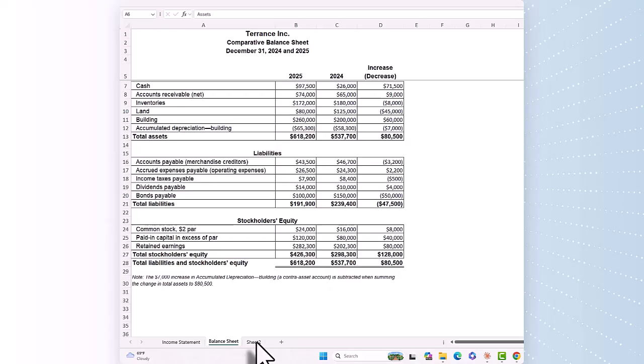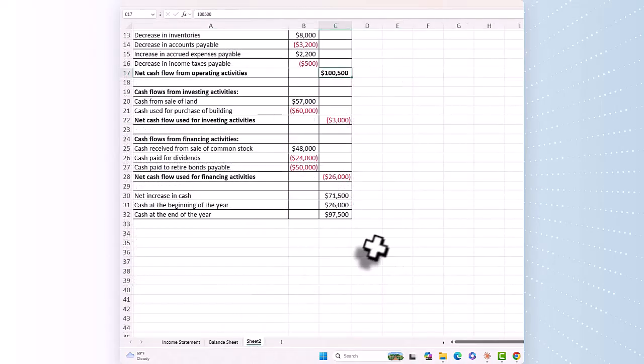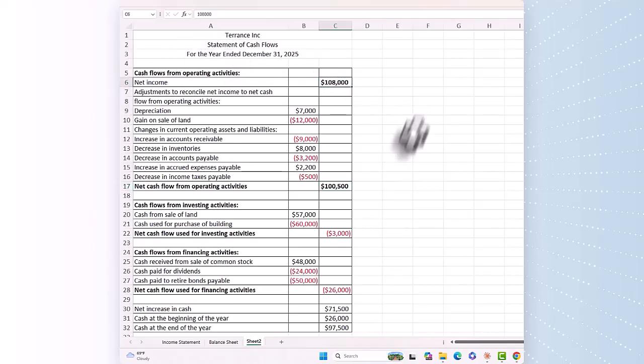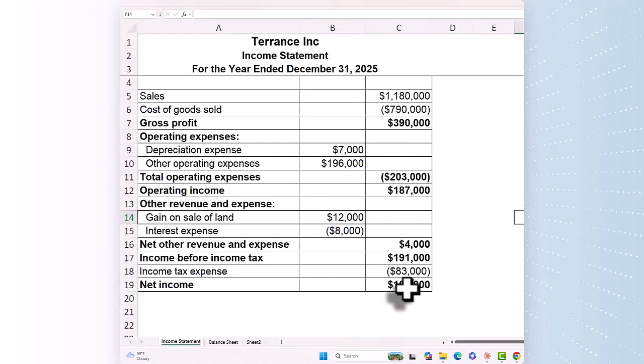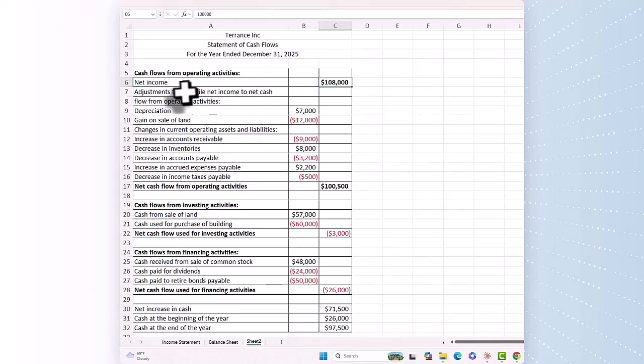Let's now jump into the statement of cash flows and see where that information is pulling from. So here's our net income coming from our income statement right there. And then we've got some adjustments. And those are the things that tie back to the income statement items that were not cash, like depreciation. And here's the gain on the sale of land that we said was not part of operations, but was in that net income amount. And then we get into changes in current operating assets and liabilities. This is those increases and decreases in things like accounts receivable, accounts payable, inventory. So this is where we're going to bring all of that into play.